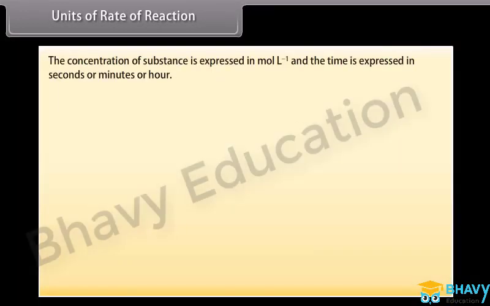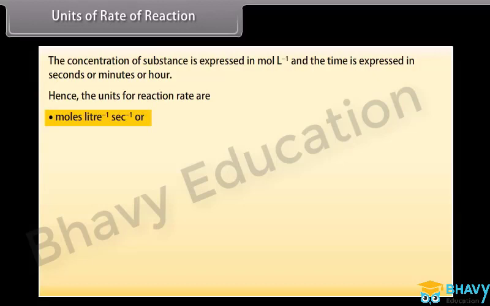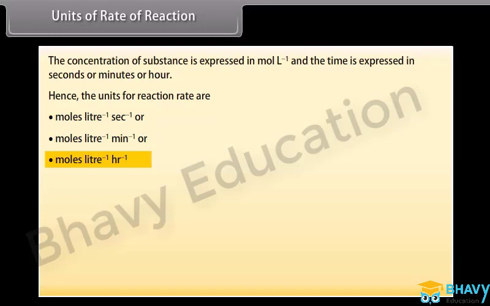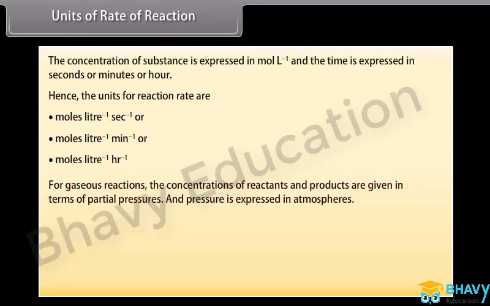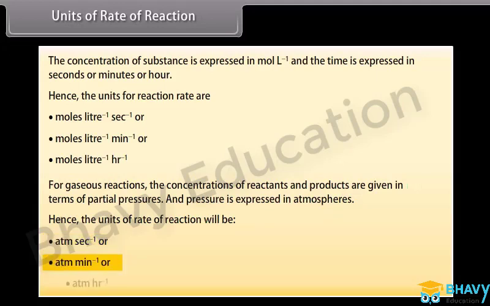Units of rate of reaction. The concentration of a substance is expressed in moles per liter and the time is expressed in seconds or minutes or hours. Hence, the units for reaction rate are moles per liter per second, or moles per liter per minute, or moles per liter per hour. For gaseous reactions, the concentrations of reactants and products are given in terms of partial pressures, and pressure is expressed in atmospheres. Hence, the units of rate of reaction will be atm per second, or atm per minute, or atm per hour.